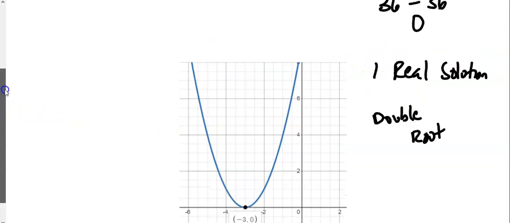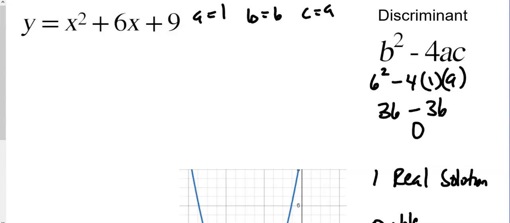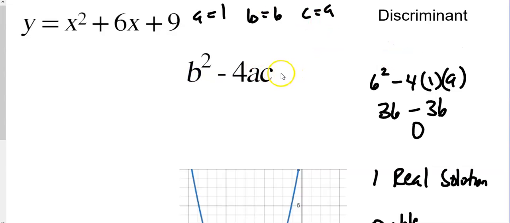So anytime your discriminant is equal to 0, you have one real solution.